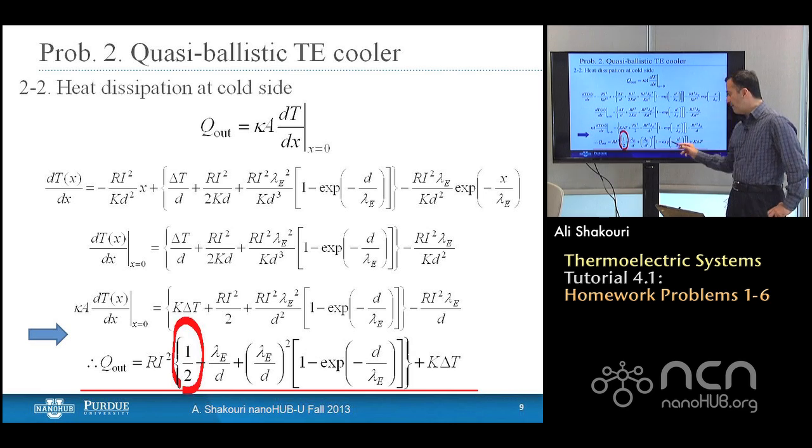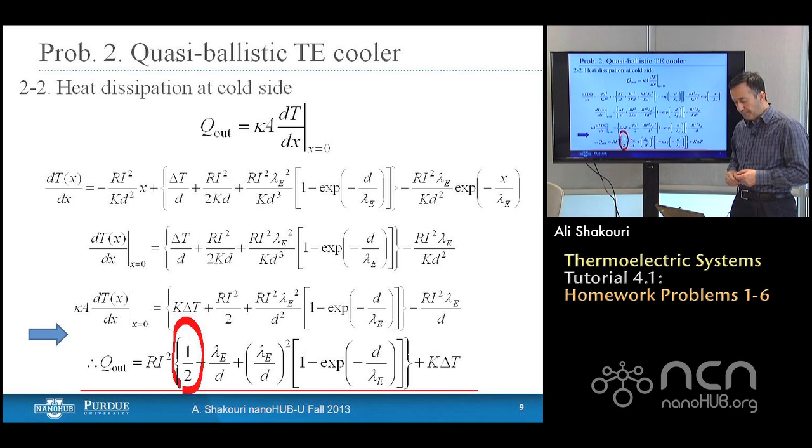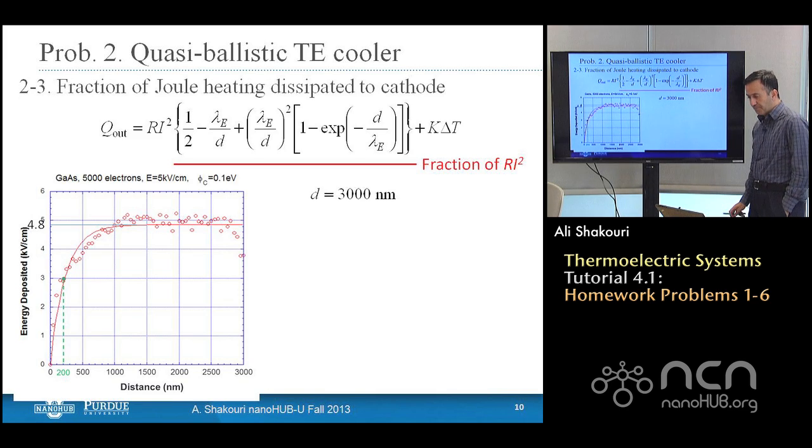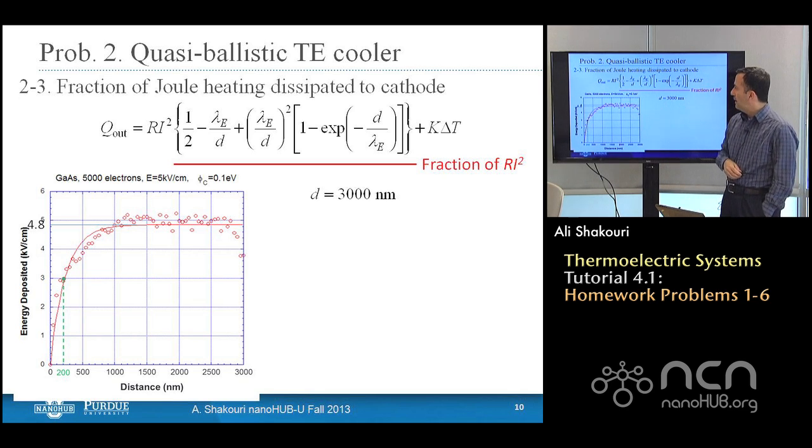All of this comes because electrons are ballistic in the barrier. Not all of the heat is deposited uniformly everywhere. But one could verify that this converges to 1/2 when lambda E divided by D goes to very small numbers. Here are again the expressions for this. This is the fraction of Ri squared that goes to the cold side.